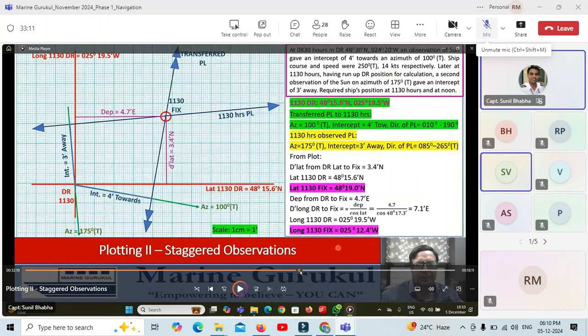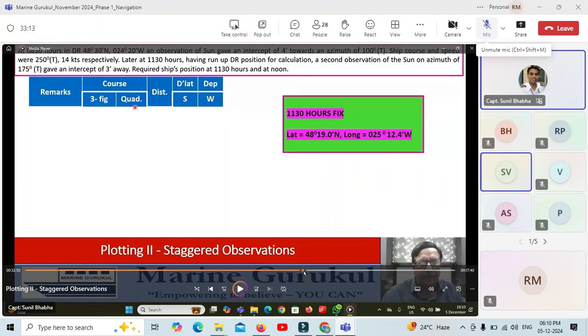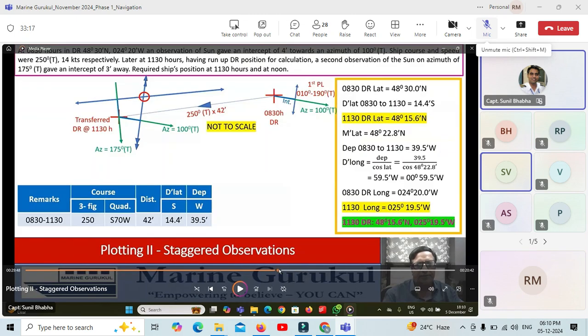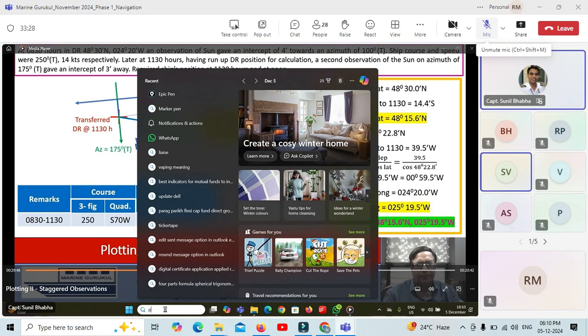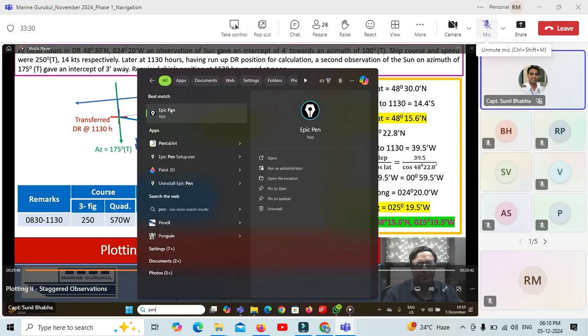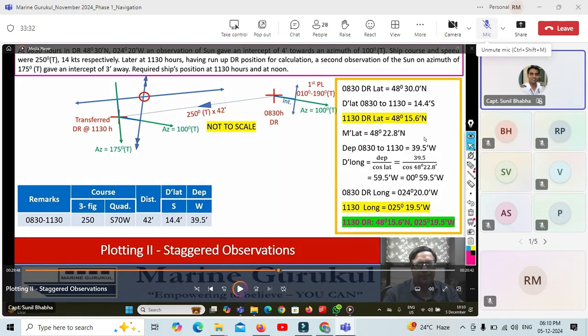Sir, like this wording, having run up the DR position, do we have any other wording like this? Because initially when we say having run up DR, I really didn't understand what it means, sir. Only after seeing this rough diagram, I can make out running DR is from the DR position. Do you have any other wording like this? Okay, I'll show you, beta. Give me a minute.